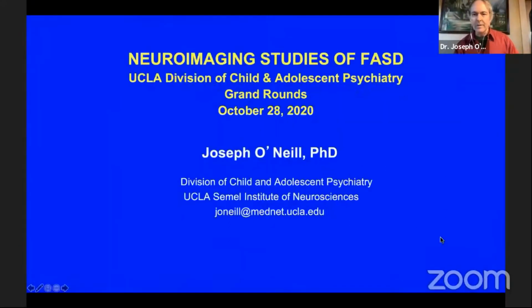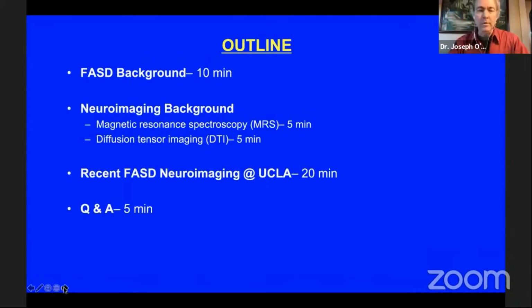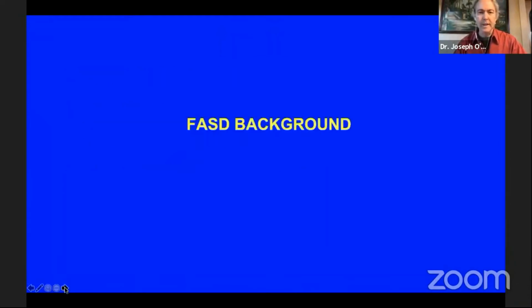Okay, so we'll be talking about neuroimaging studies of FASD. As you heard, we'll do about 10 minutes background on FASD, and then just very briefly, neuroimaging background, about 5 minutes on magnetic resonance spectroscopy, MRS, and diffusion tensor imaging, DTI, which we're using to study FASD. And then most of the time we'd like to spend talking about some recent FASD neuroimaging studies we've been doing here at UCLA, and then maybe we'll have 5 minutes or so for questions at the end.